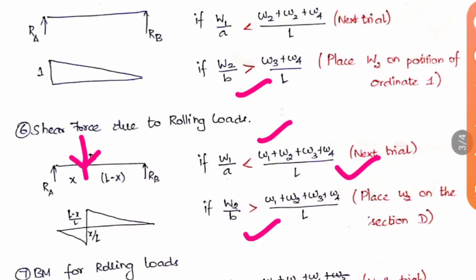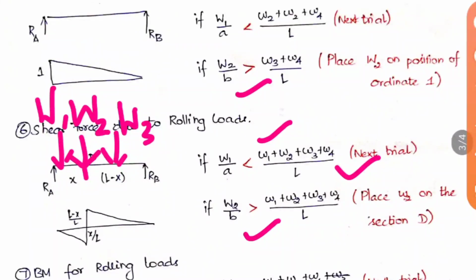Okay, so now the next important point: W2 will be placed here, W3 you will be placing here, and W1 you will be placing here. Whereas in the previous case W1 was going out of the structure, so we did not need to worry about that. But here W1 also comes into the structure.